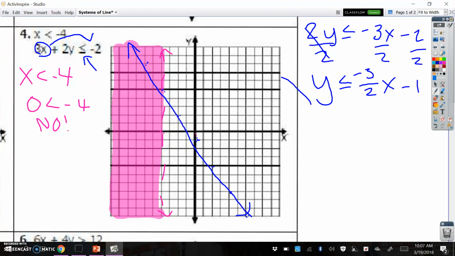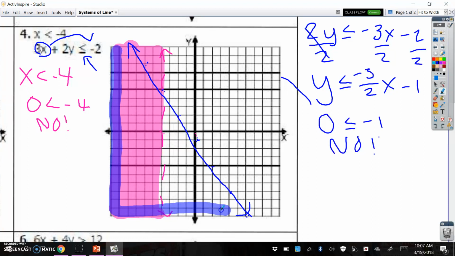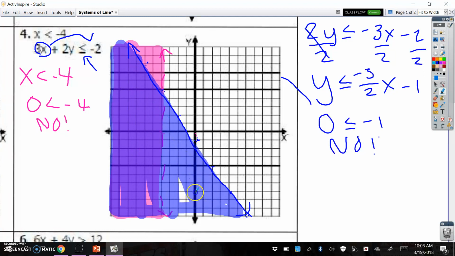Now we need to figure out which side we're shading on. So 0, 0, remember that x disappears. So we have the negative 1. Is negative 1 bigger than 0? No, so we shade on the other side. We're going to shade on the side with 0, 0, we shade on the other side. Now remember, your solution is not in the blue, pink, or white. It's in that purple region. That's where your solution's at.